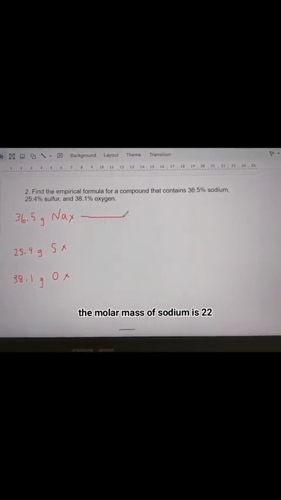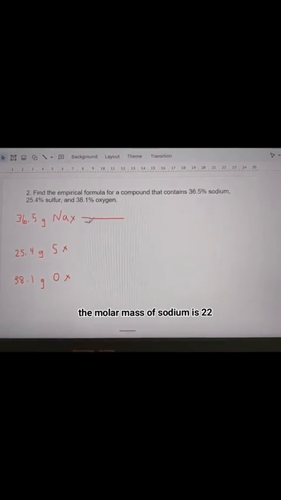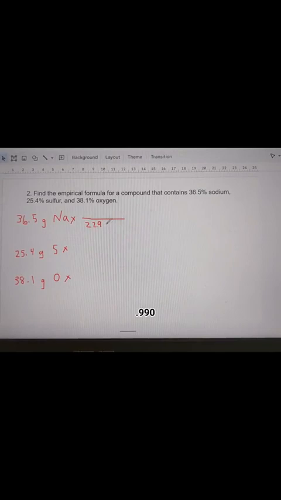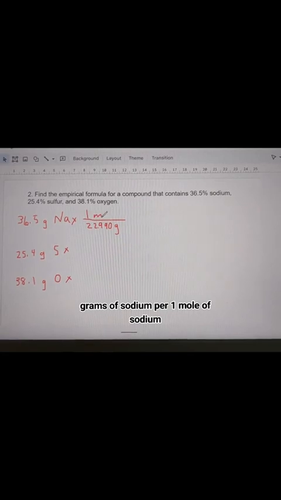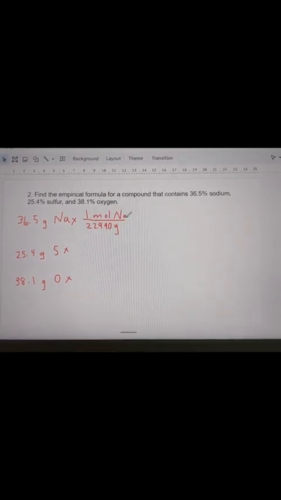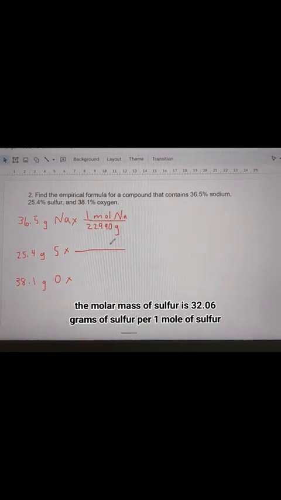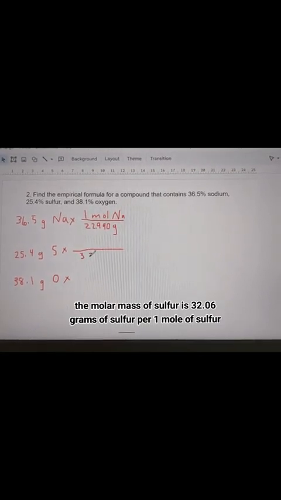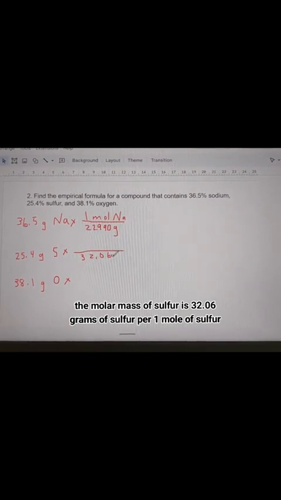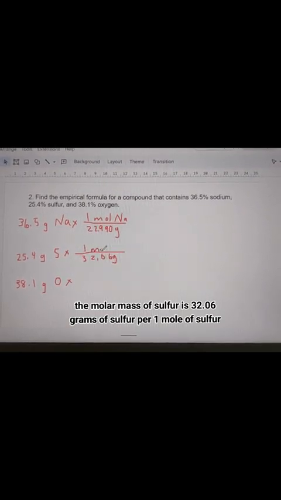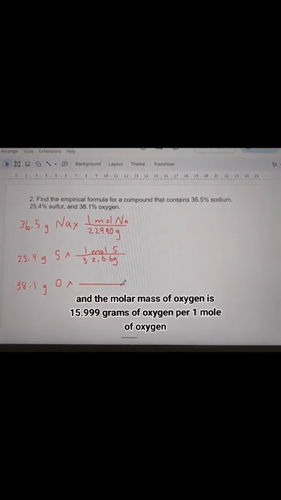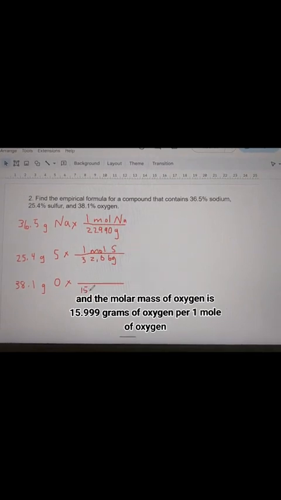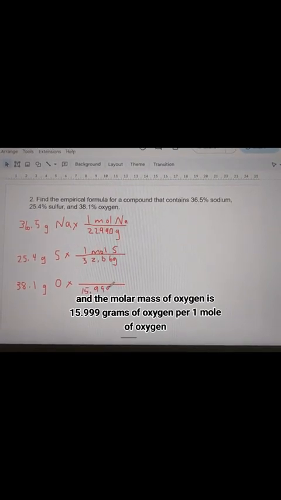The molar mass of sodium is 22.990 grams of sodium per 1 mole of sodium. The molar mass of sulfur is 32.06 grams of sulfur per 1 mole of sulfur. And the molar mass of oxygen is 0.999 grams of oxygen per 1 mole of oxygen.